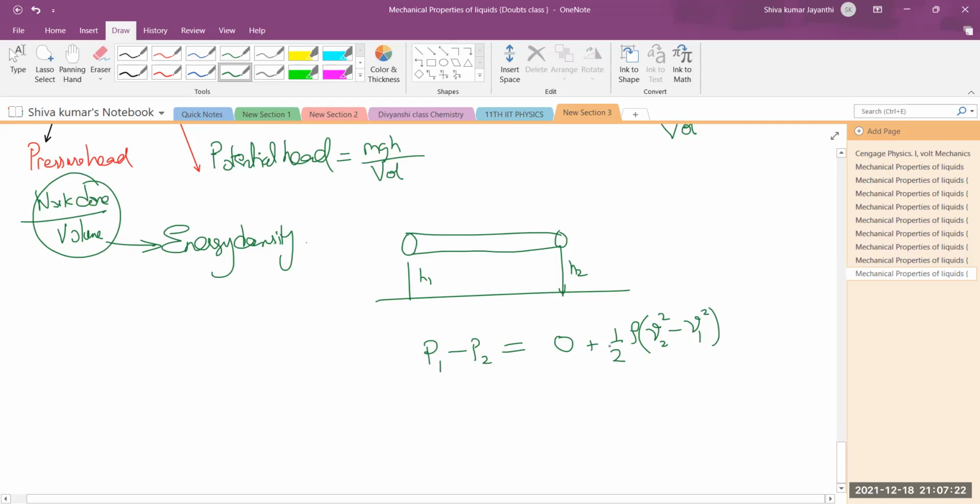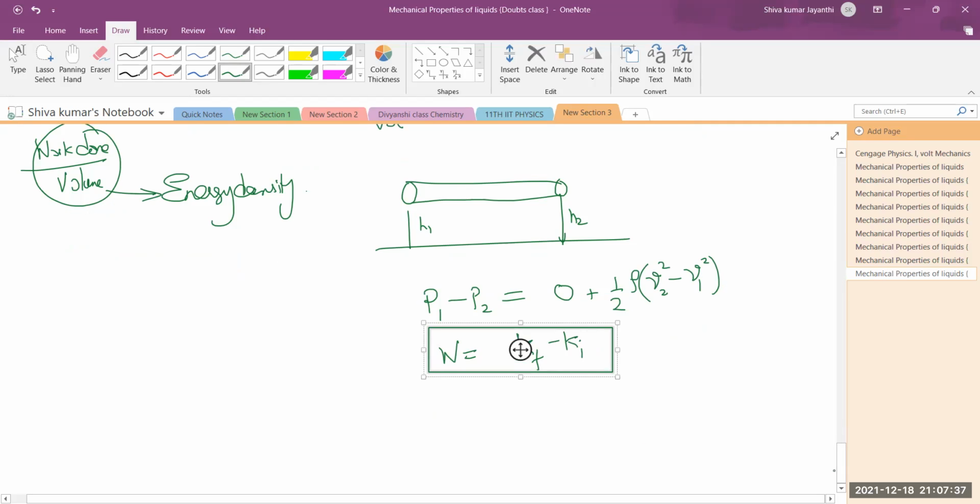If you write in terms of mass, you will get half mv square. This is only W equal to Kf minus Ki, which is the work energy theorem, which we know very well. So this is only Bernoulli's equation, nothing but another way of writing the work energy theorem. Is it or not? But Bernoulli's equation is not valid always.